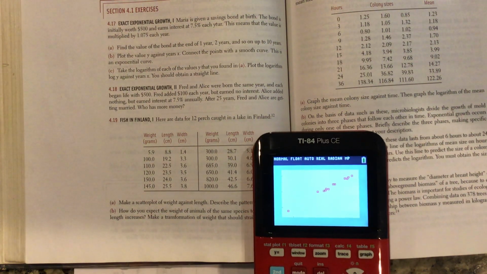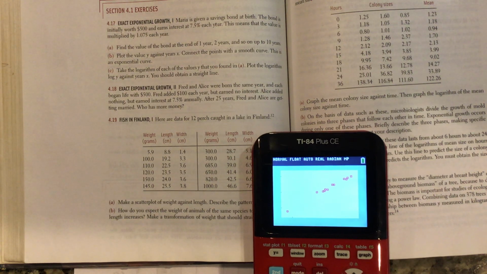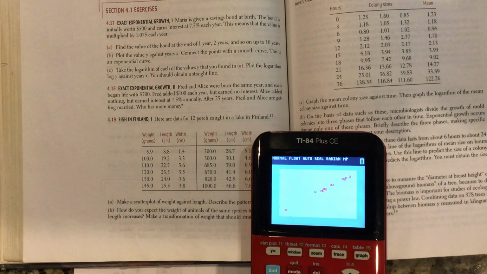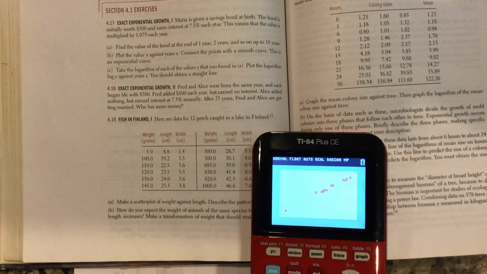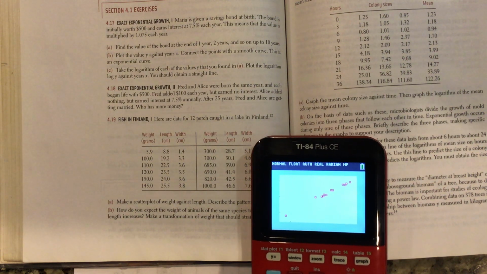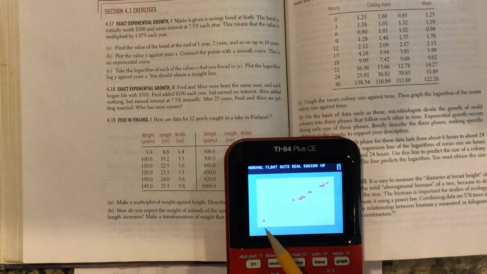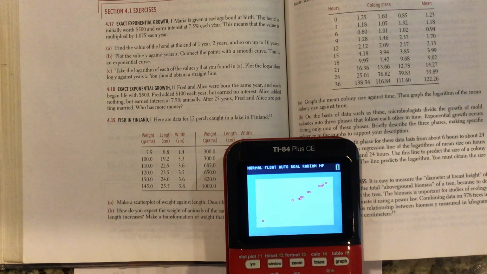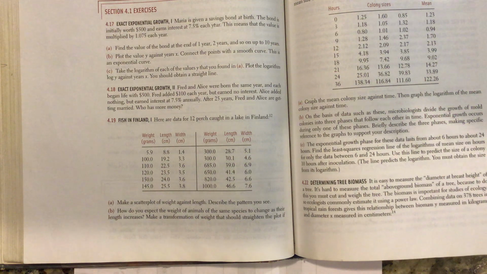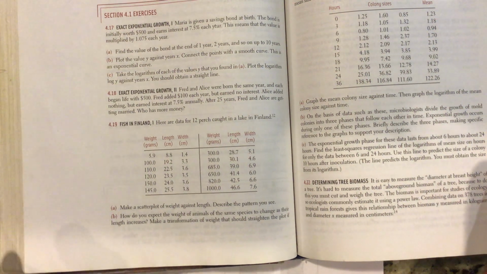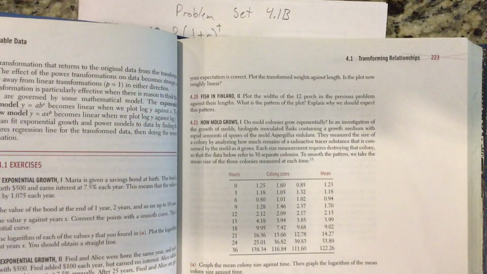And there we go. So sure enough, when I logged both the X and the Y, I got something that looks pretty linear. So my idea that this is a cubic is somewhat reasonable, right? Because now I can see a nice linear relationship in my log-to-log data. Okay. All right, moving on. More with fish.